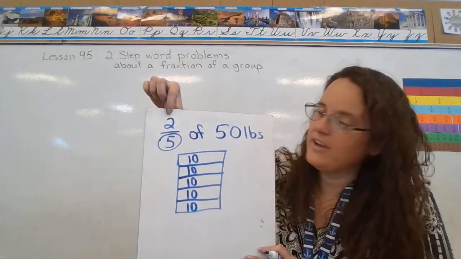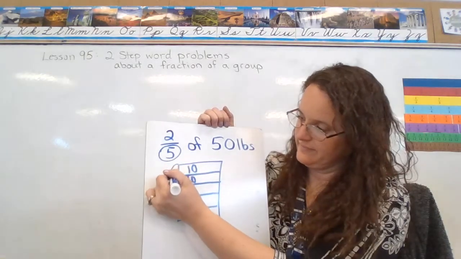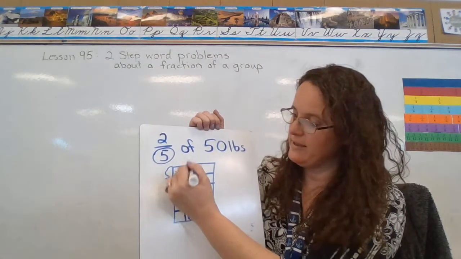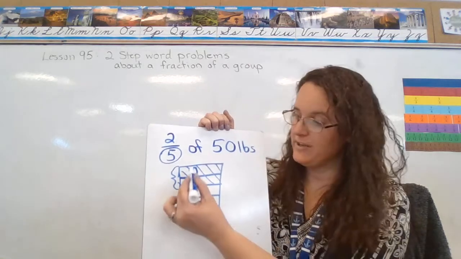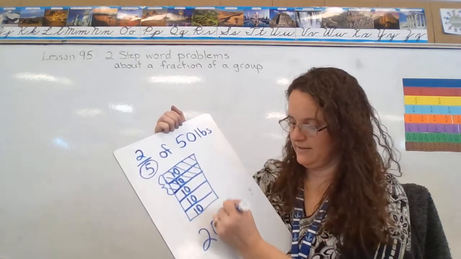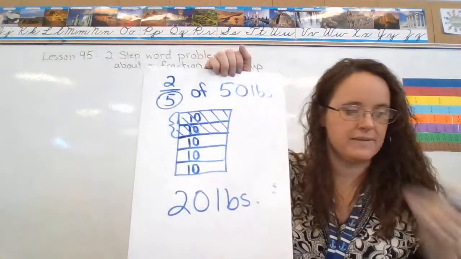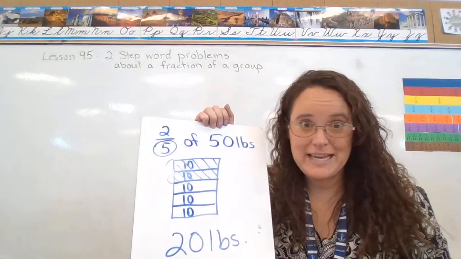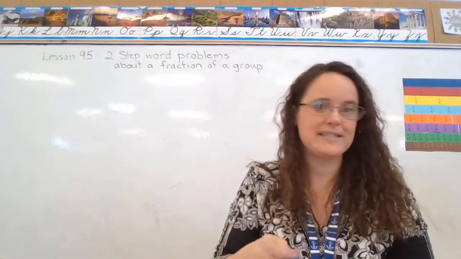And now I'm figuring out what is 2/5. So that's going to just be the top two there, or I could shade them in. But 2/5 is going to be 10, 20 pounds. Just like that. Those are the only examples. So let's go ahead and do these lesson practice problems together.